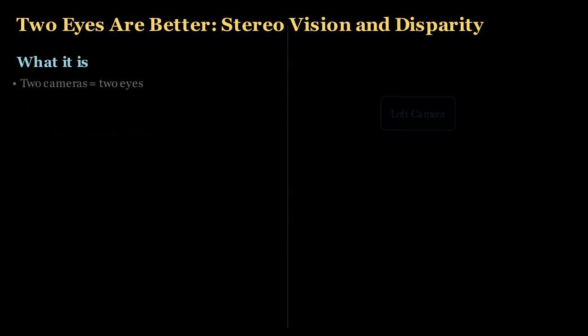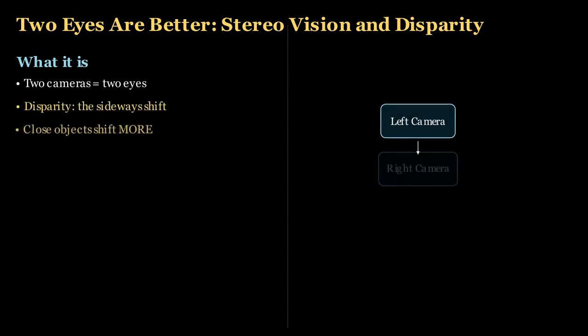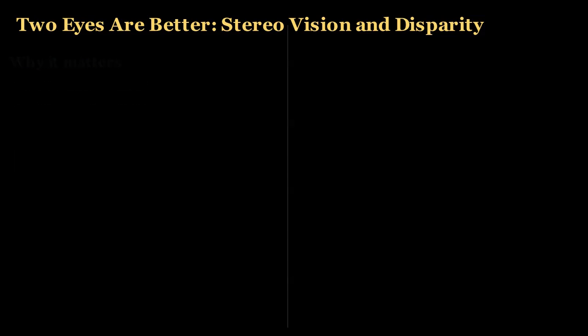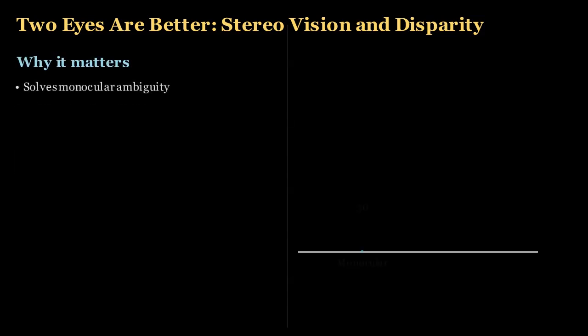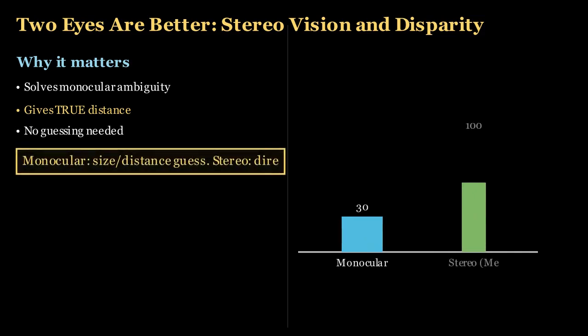Stereo vision means using two cameras, just like your two eyes. When you look at something, each eye sees a slightly different picture. Disparity is the sideways shift of an object between the left and right images. Hold your thumb close and remember, one camera alone can't tell if something is small and near or big and far. That's the ambiguity we saw with monocular vision. Stereo vision breaks that confusion. By comparing the two views, we get a direct, geometric measurement of depth.